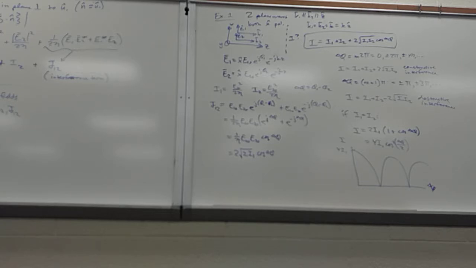Let's say that I have the first beam. Let's say that it is circularly polarized. And let's do circular polarization on the clockwise orientation. So we'll say clockwise circularly polarized light for the first beam. And for the second beam, let's say it's also clockwise circularly polarized.